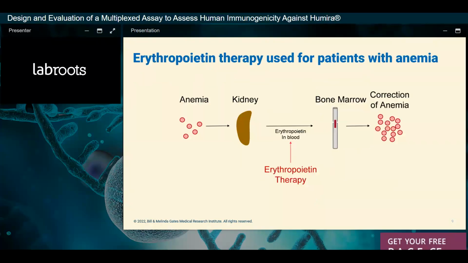One of the classic examples of this is kidney patients that have anemia, so they have low levels of red blood cells. There is a miracle drug that was one of the first biologics: erythropoietin. This is the purified protein that you can use to treat these patients. It goes into the bone marrow and basically stimulates red blood cell production and alleviates the anemia. This was a life-saving therapy for patients that have this.